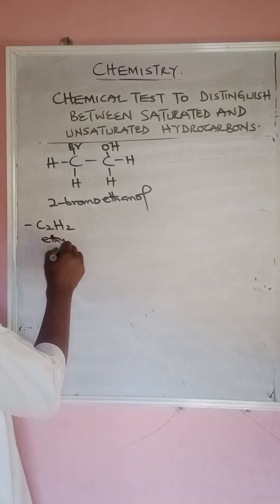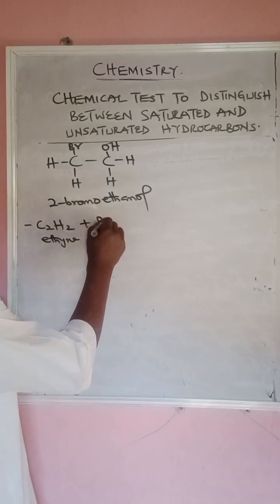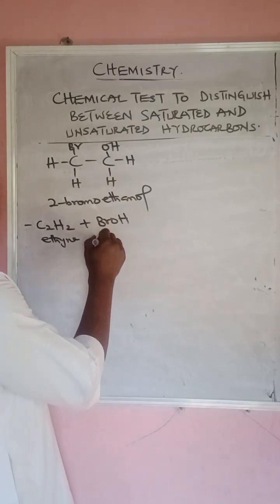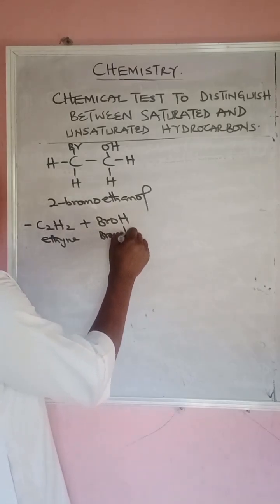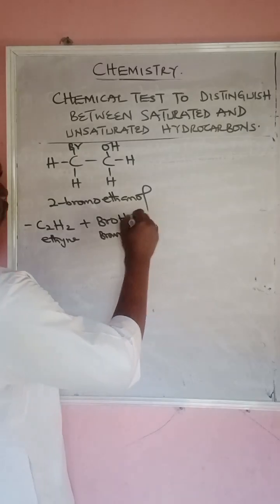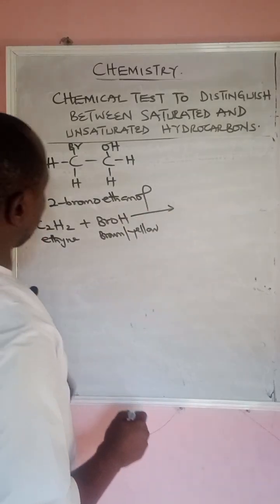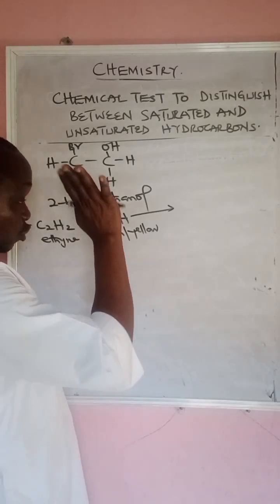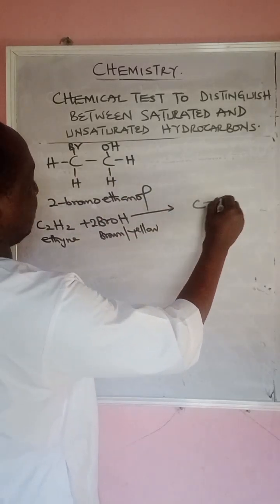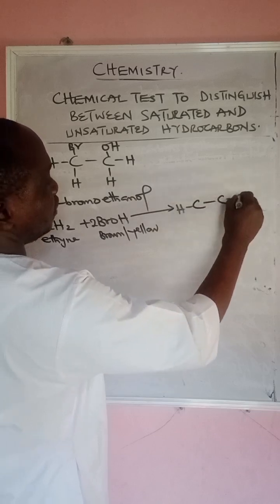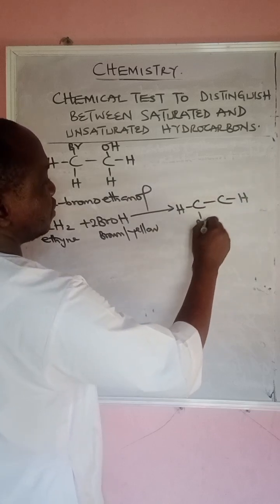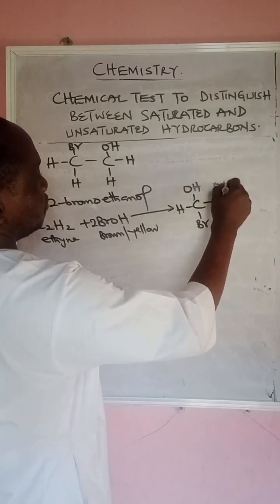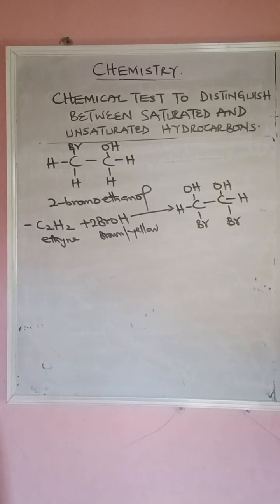So let's consider C2H2, that is ethyne. You are adding bromine water, which is brown or yellow. It will decolorize it. You have to put 2 here because it requires 4 atoms. We have done that. So it will be 1, 2, hydrogen here, hydrogen here. So you have Br, you have Br, you have OH, you have another OH. You can see the name.